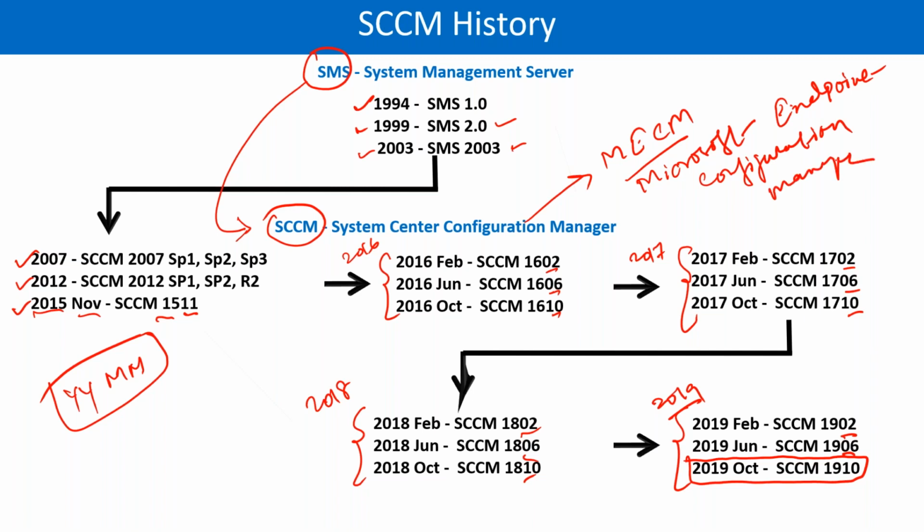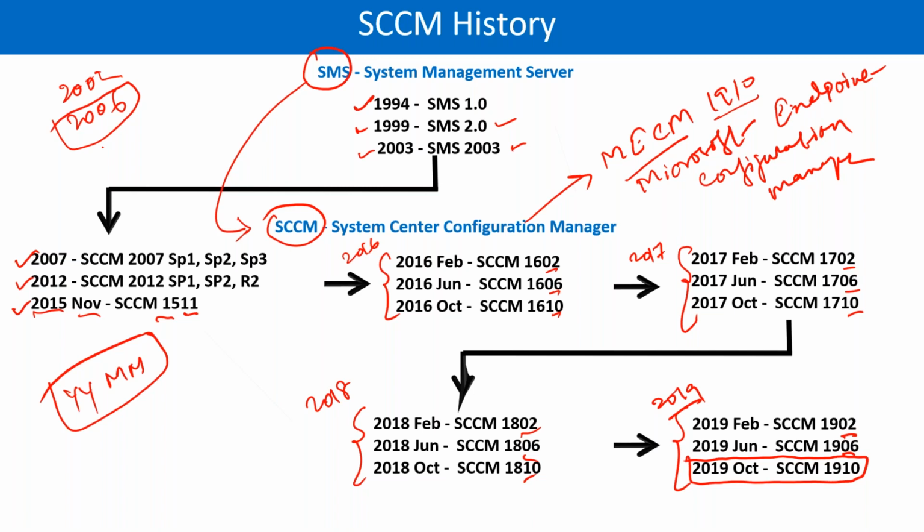So from 1910 onwards, they released MECM 1910, and that was last year in October. And this year they have released 2002 and 2006. So 2002 was released in February, and 06 was released in the month of June. So 2006 is the latest and greatest version.